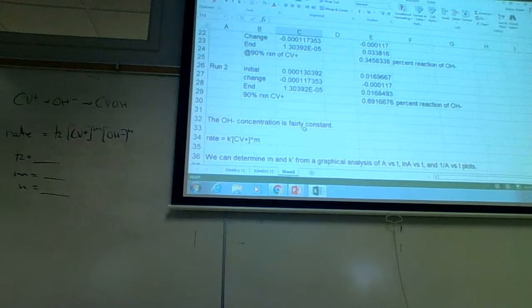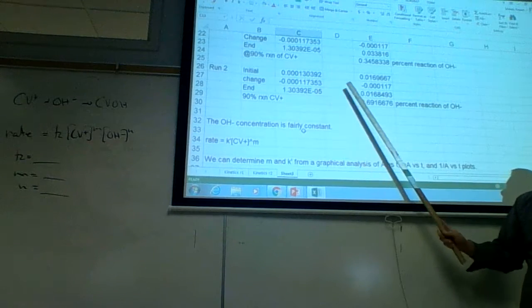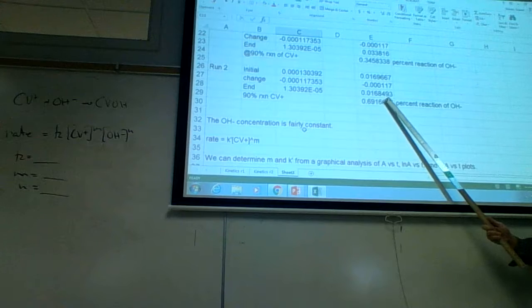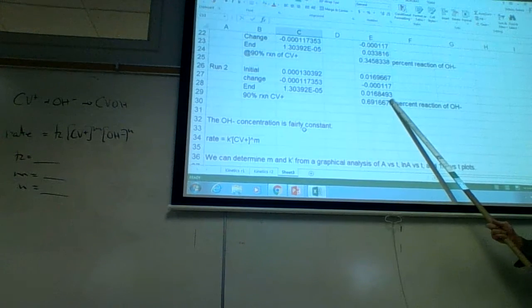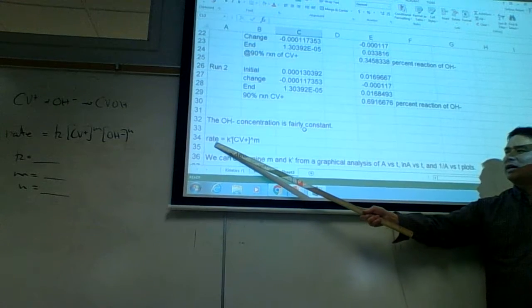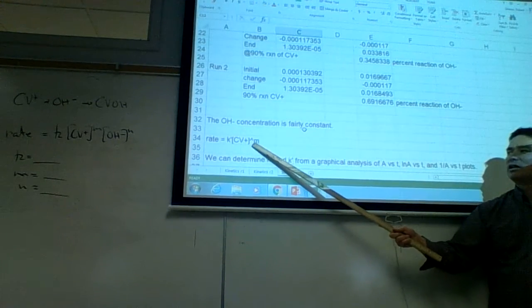Let's take a look at run 2. For run 2, when we have 90% of the crystal violet react, only 0.7% of the hydroxide is reacted. So again, very little change in the hydroxide. The hydroxide concentration is fairly constant, and therefore the rate and the slopes of the plots only depend on the crystal violet concentration changing.